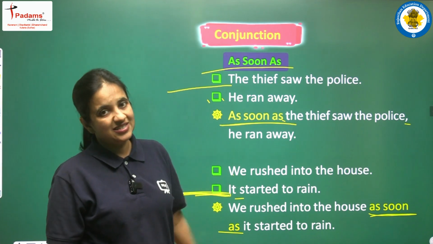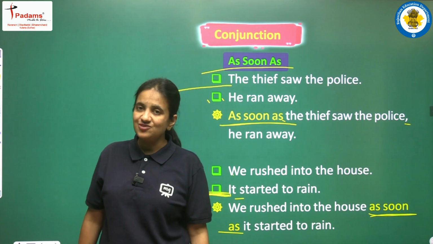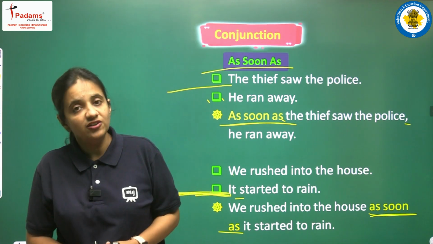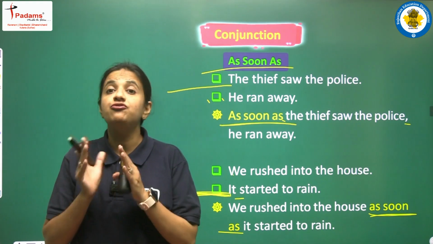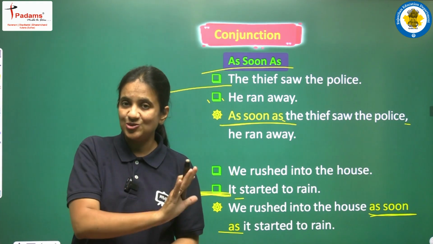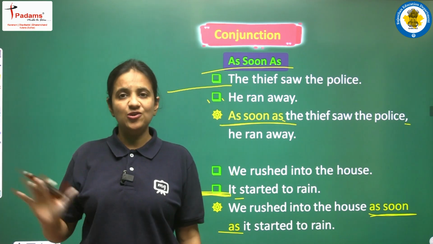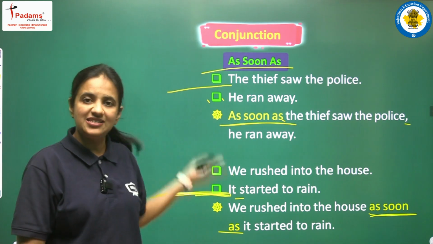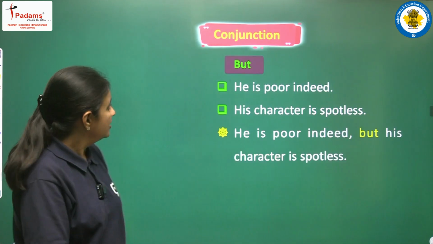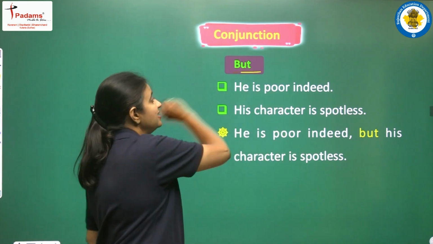Okay, so this is the way we have to use as soon as in a sentence. Just read the sentence very carefully and use your logic. Try to understand what action actually happened first, and use as soon as in the beginning of that action, or we can say in the beginning of that sentence. Alright, and yes, we have discussed the examples as well. So now moving on, we have the next conjunction, that is but.